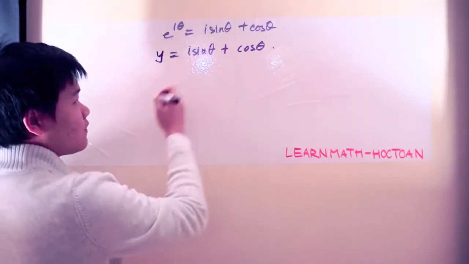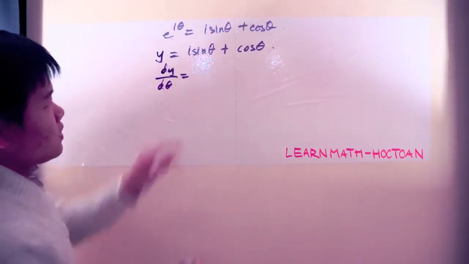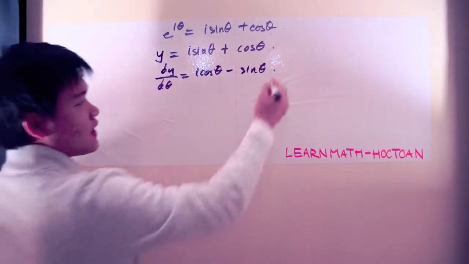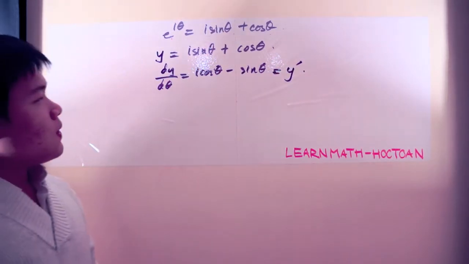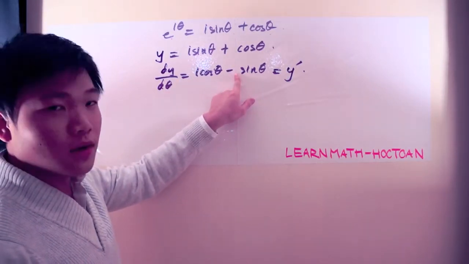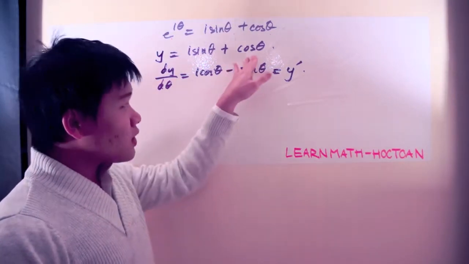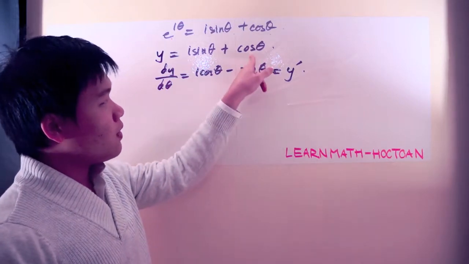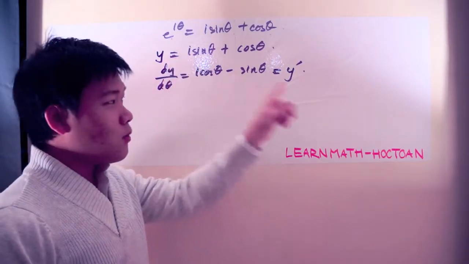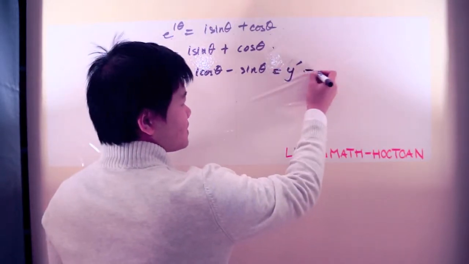So let's take a derivative of both sides. You would have dy d theta equal to i cosine theta minus sine theta, and you can say that equals y prime. If you pay attention to the sign, in front of the sine theta you have minus 1 for the y prime, but for the y you have the i in front of the sine theta. For the cosine theta, you have i in front of the cosine theta for the y prime, and for the y only cosine theta. So it seems that to get y prime, you only multiply this function by i. So it appears that y prime is equal to i y.